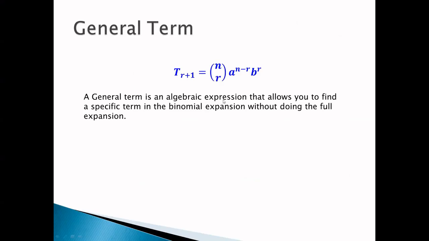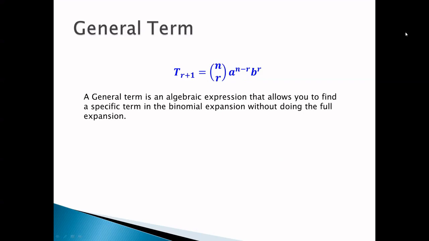It is an algebraic expression that allows you to find a specific term in the binomial expansion without doing the full expansion. So for example, if I just want the coefficient of the x to the power 4 term, I can find it without doing a full expansion because a full expansion may take very long, right? So in this formula, you have T r plus 1 equals to n choose r, a to the power n minus r, b to the power r. Let's talk a little bit about this.